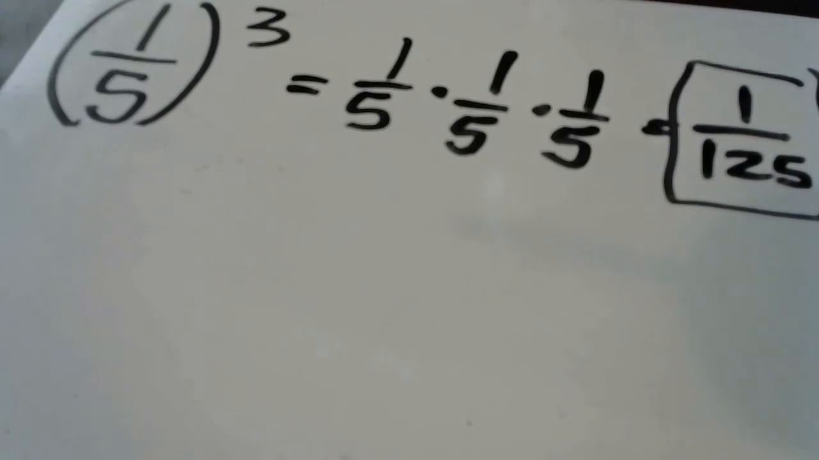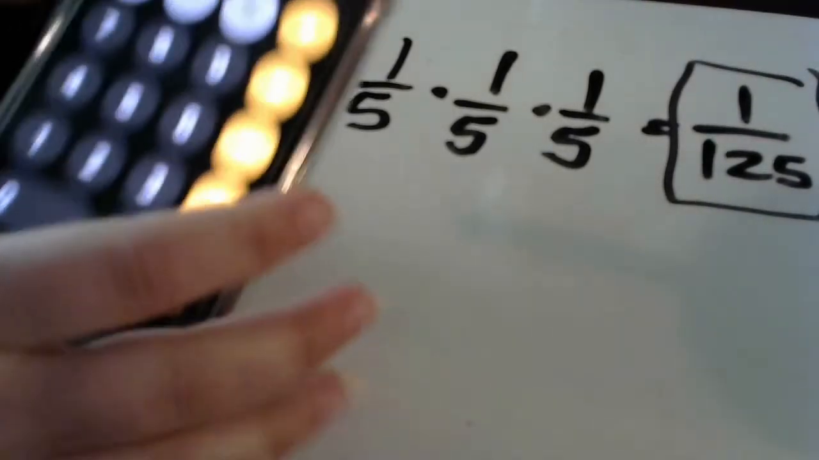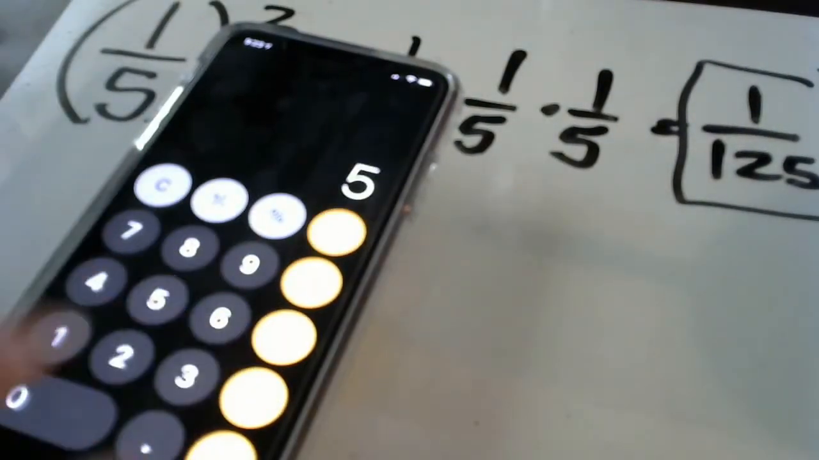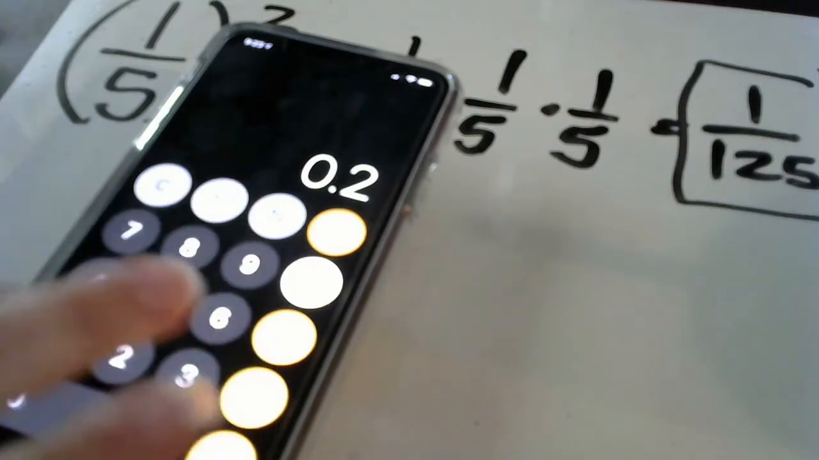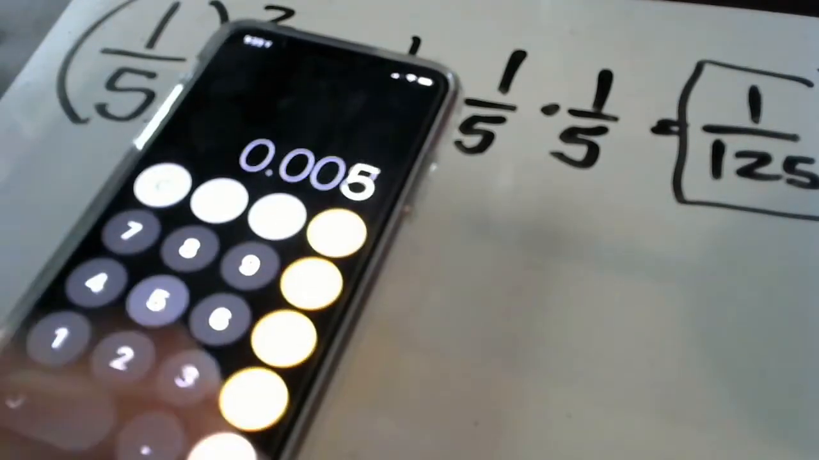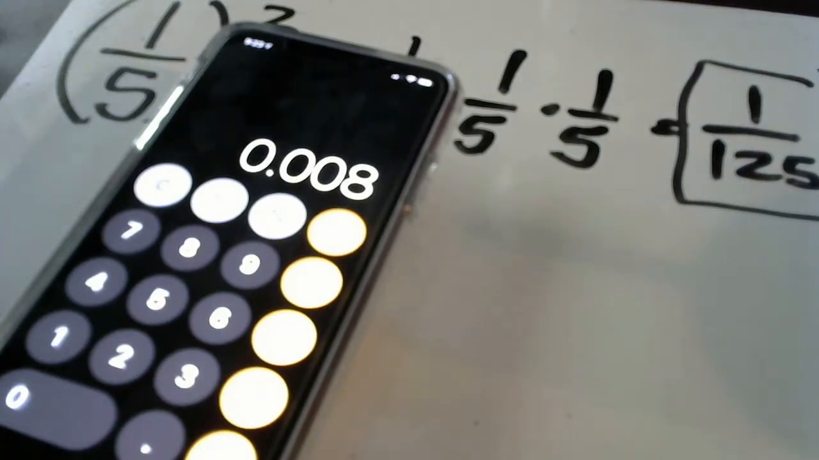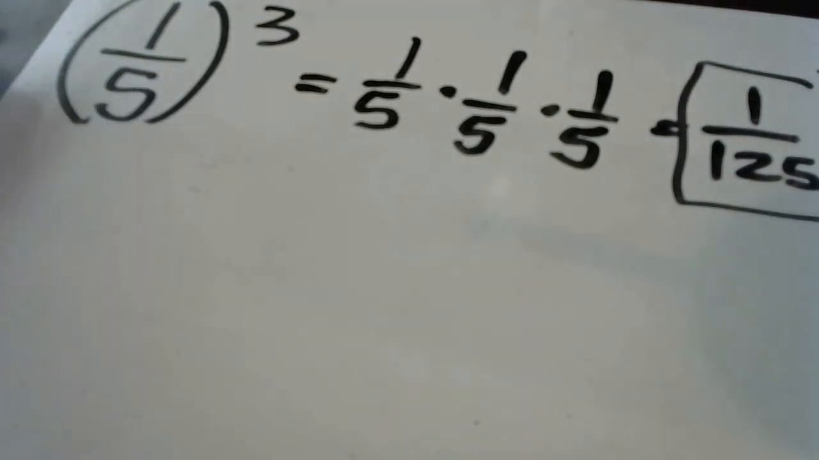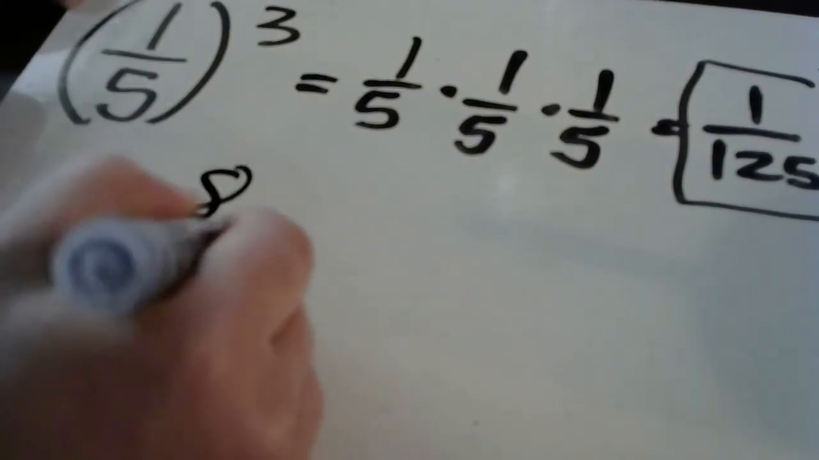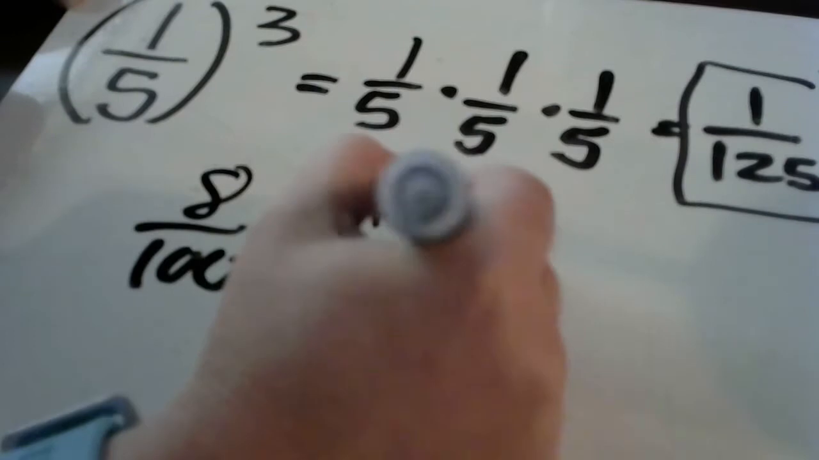If you do it on a calculator, I'm going to try to do this, guys, on my phone. If I did 1 divided by 5 times 1 divided by 5 times 1 divided by 5, I'm going to get 8 thousandths, okay? And just like the last video, yesterday, I'm sorry, if I have 8 over 1,000, I know I can divide both by 8.